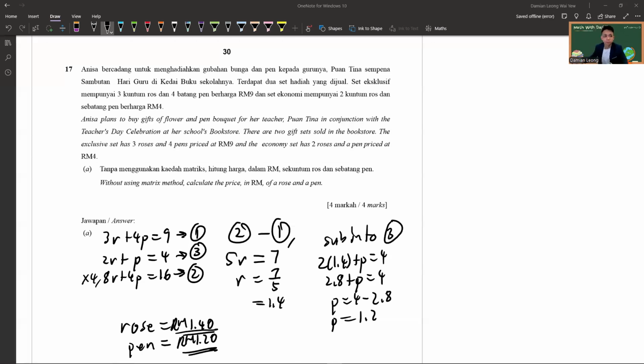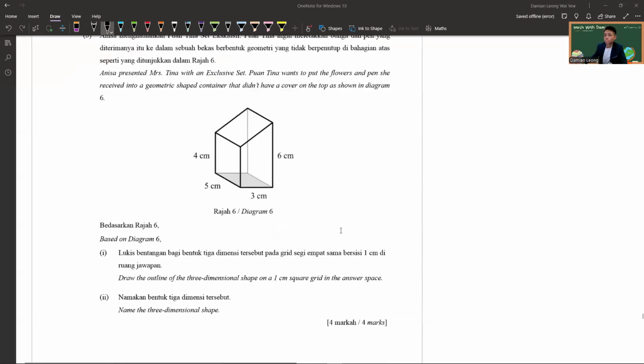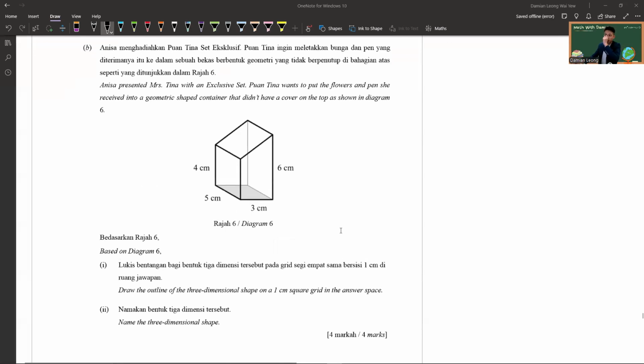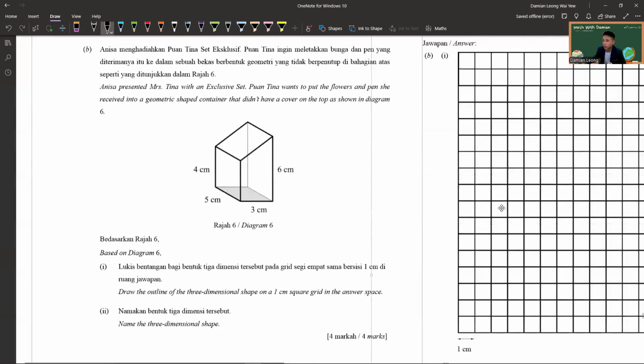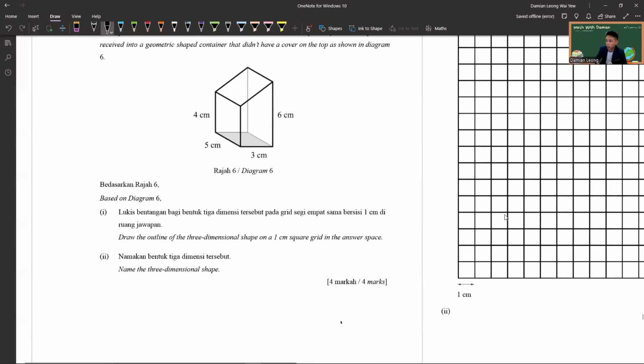Okay, that's for part A. Then we look at part B. We have a geometric shape container that doesn't have a cover on the top as shown in diagram 6. So on top, there's no cover. Draw the outline of the 3-dimensional shape on a 1 cm square grid in the answer space. Then name the 3D shape. So naming the 3D shape, basically this is just a prism. Trapezoidal prism to be exact.